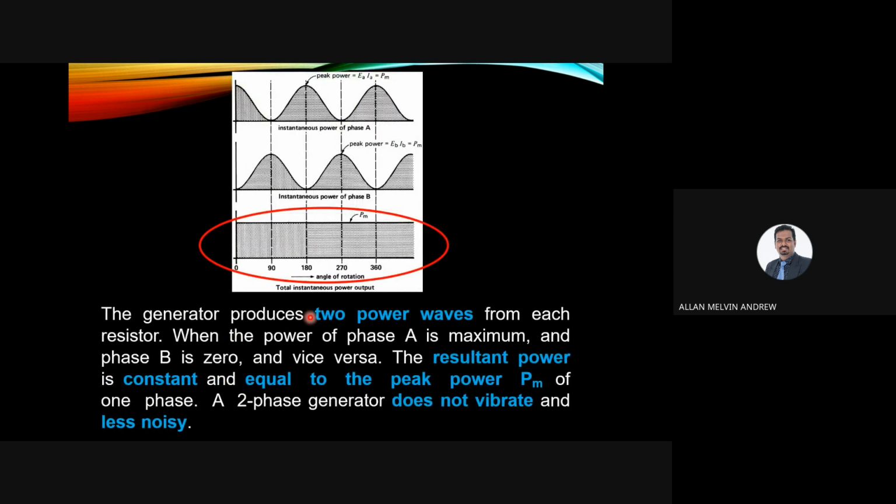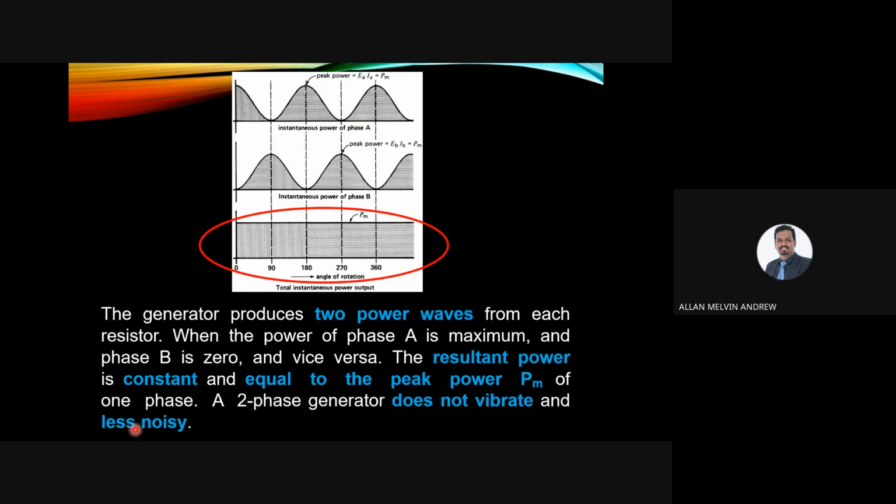So the generator produces two power waves. This is wave 1 for phase A and this is phase 2, out of phase by 90 degrees. When you combine it, you will get a constant power. So when one power is at maximum, the resultant power is constant. You can see it's a constant power equal to the peak power Pm of one phase. The two-phase generator does not vibrate and is less noisy.